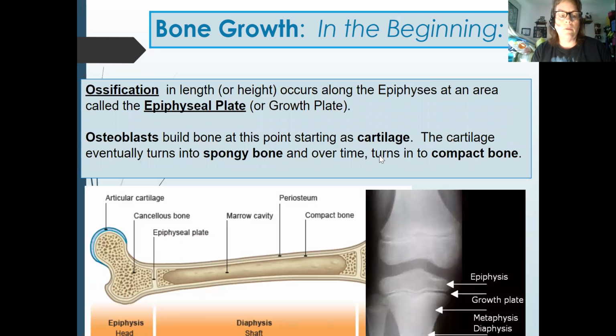Let's look at this epiphyseal plate. So ossification or bone formation in height occurs along the epiphyses. So remember the ends of the bones at an area called the epiphyseal plate. This is called the growth plate. Okay, osteoblasts, the bone building cells, are going to build bone at this point. And again, it starts out as cartilage. That cartilage will eventually turn into spongy bone, which looks like this. And then eventually it turns into the compact bone, which is the harder, stronger bone.